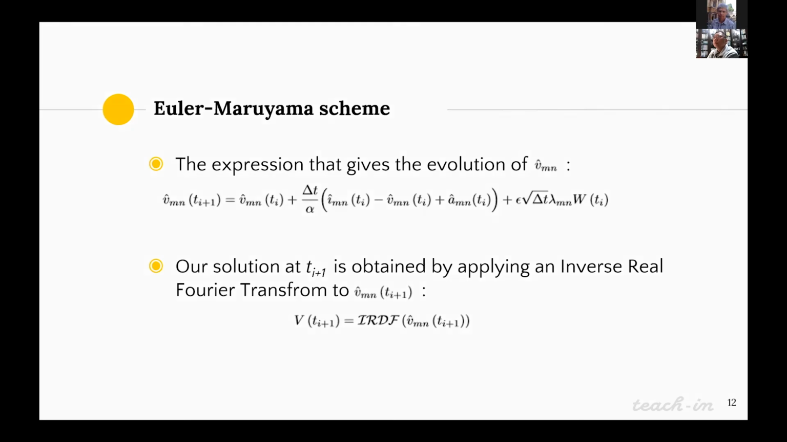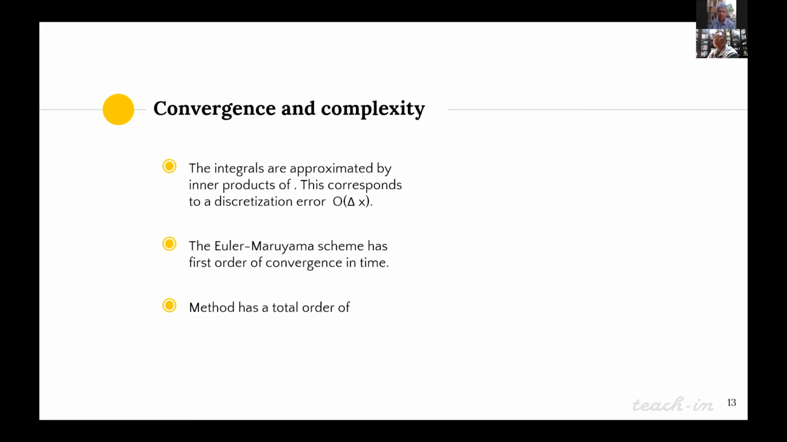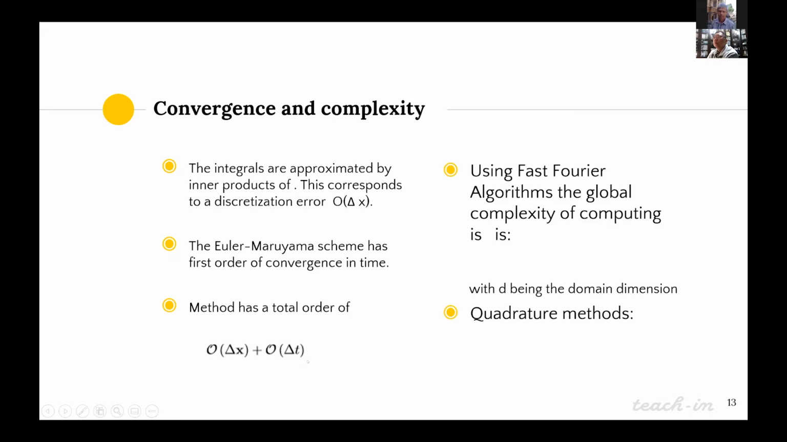So this is the outline of the numerical algorithm. I wanted to say just a few words about convergence and complexity. As I already said, the integrals are approximated by inner products, and this corresponds to a discretization error of the order of delta x, the discretization step in x. On the other hand, in time we use the Euler-Maruyama method, so we have first order convergence in time. So the overall convergence is of first order in space and in time.